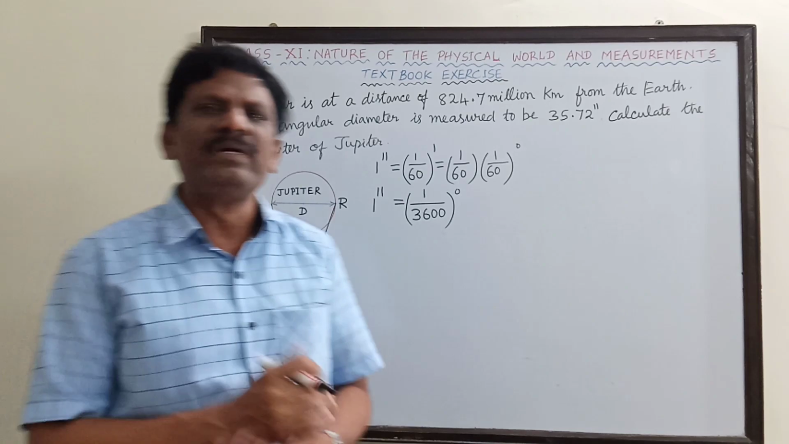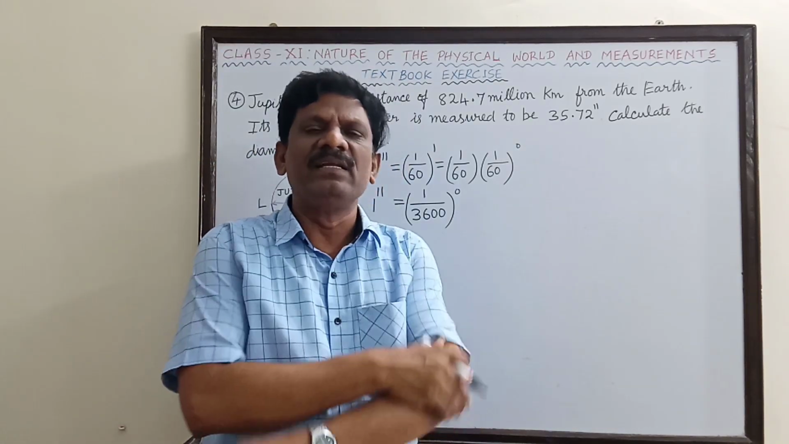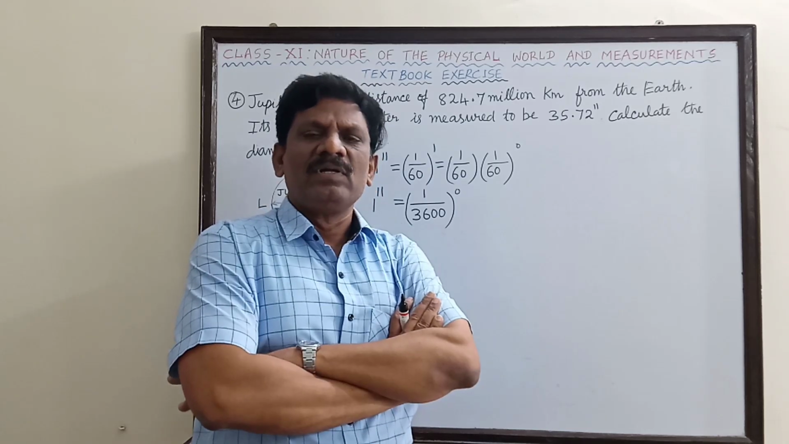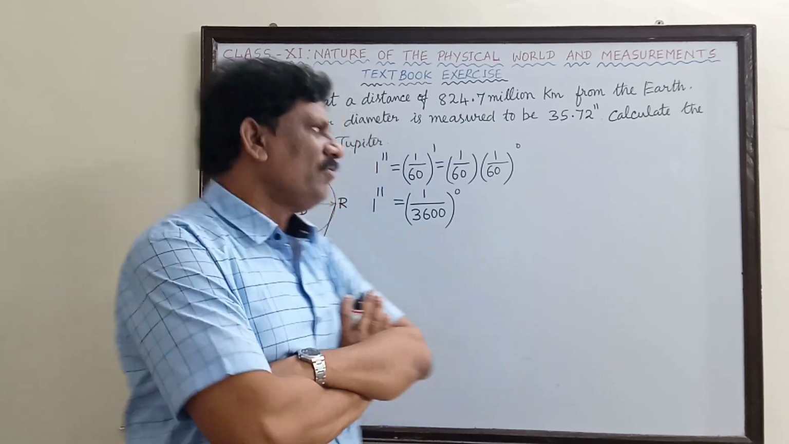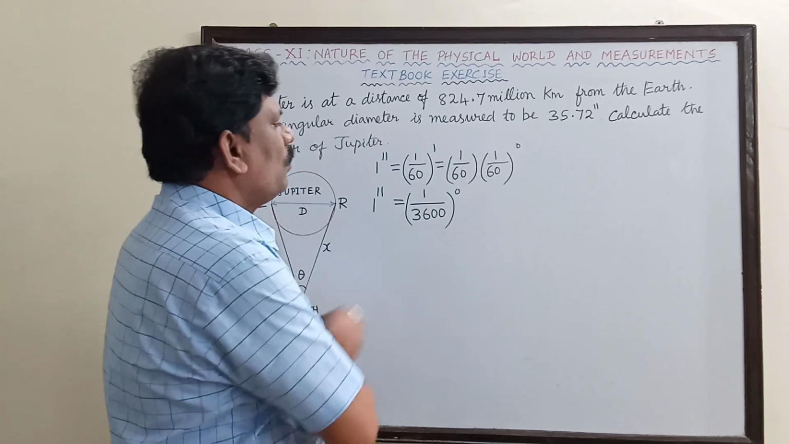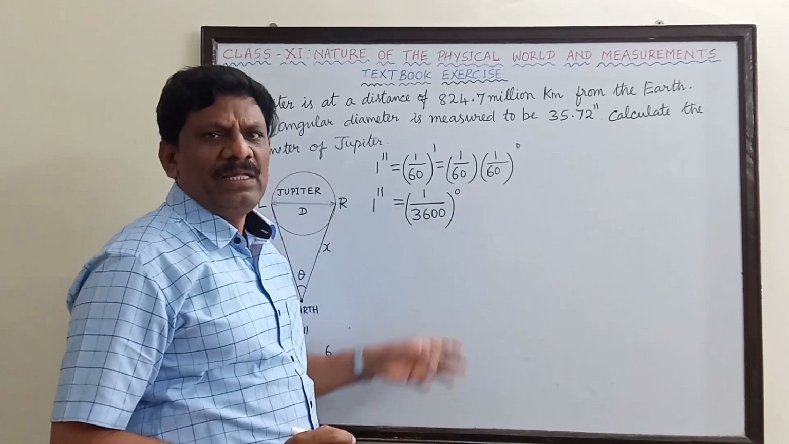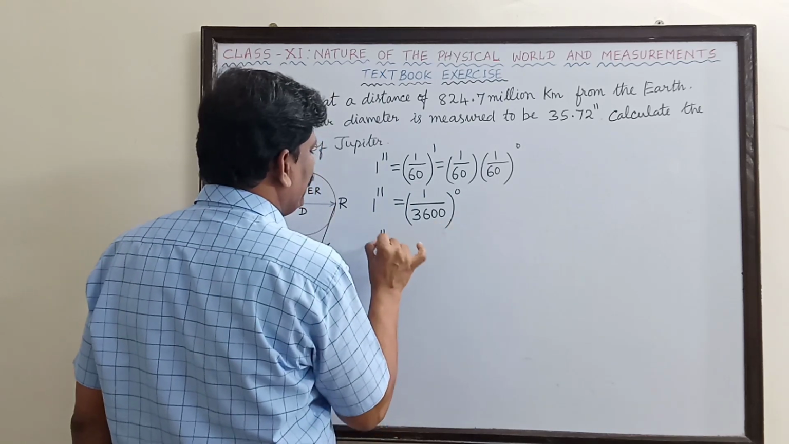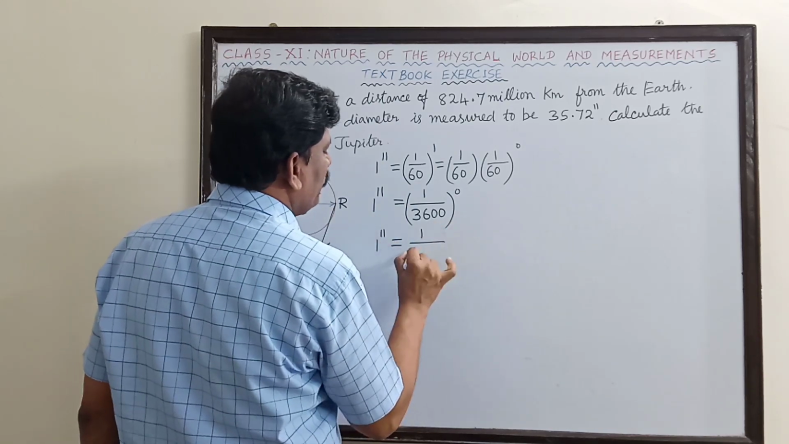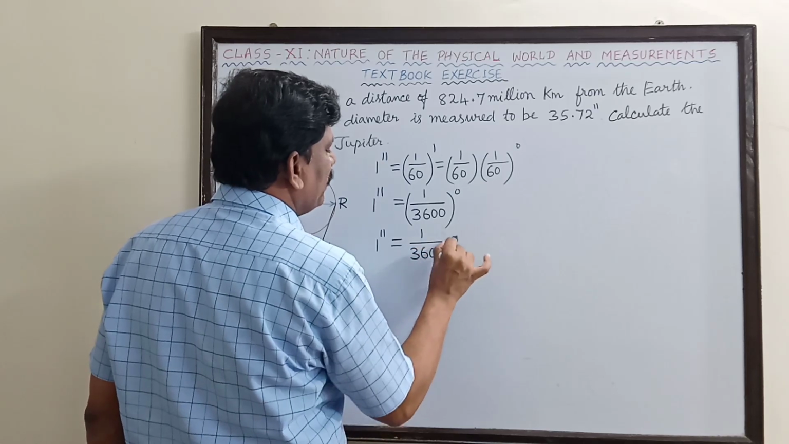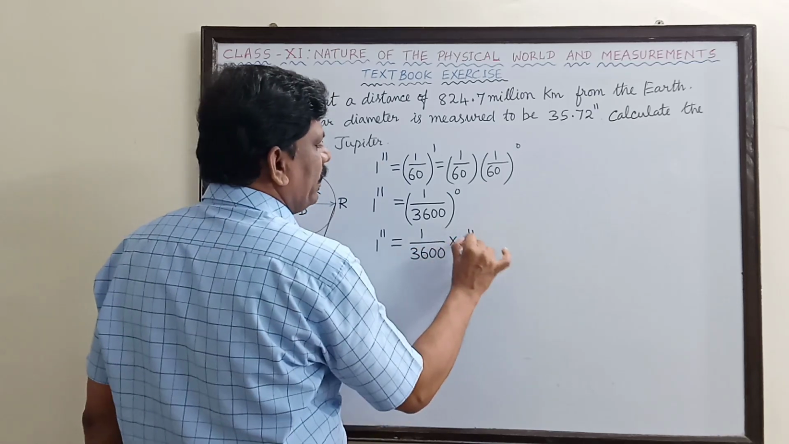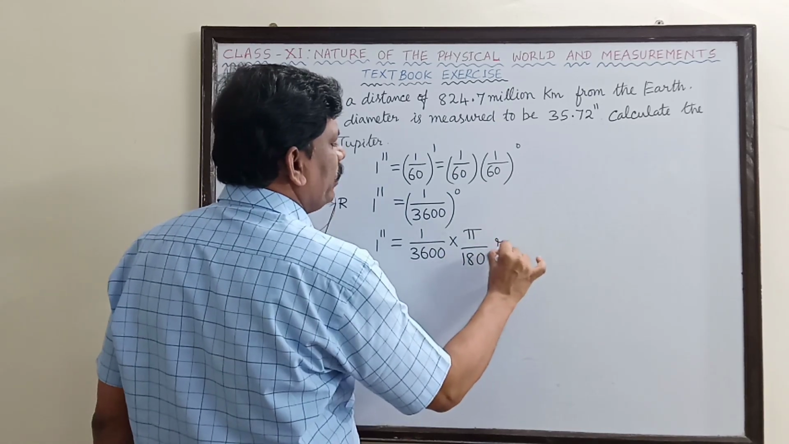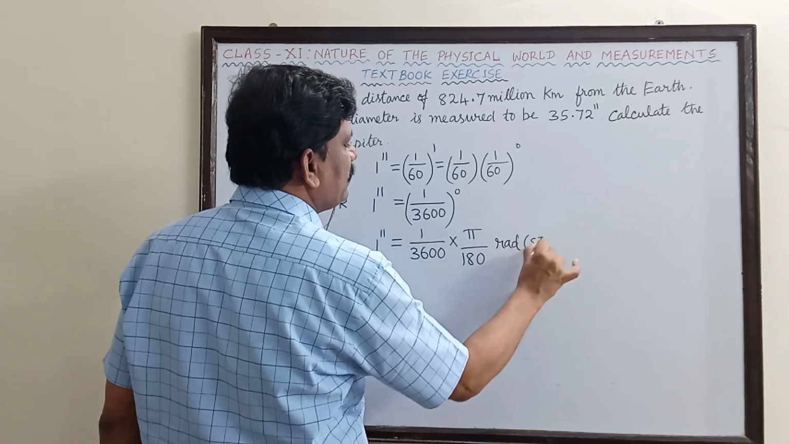But what is the SI unit of angle? SI unit of angle is radian. Is it not? Okay, pi radian is equal to 180 degree. Is it not? Therefore, 1 degree is pi divided by 180. So 1 second is now equal to 1/3600 into pi divided by 180. Now the SI unit is radian. Understand? This is in SI system.